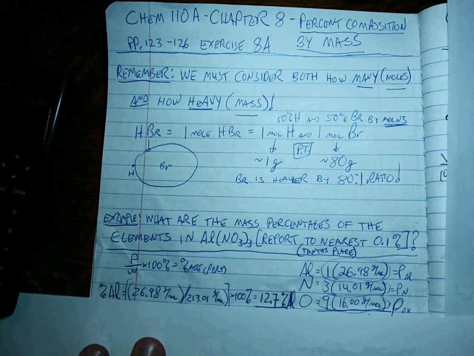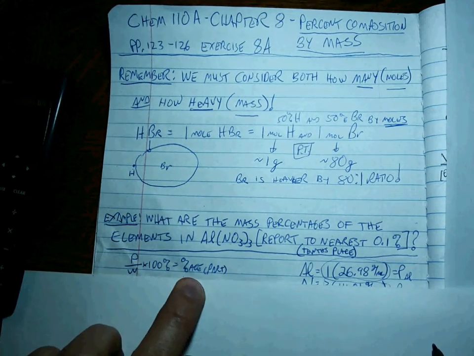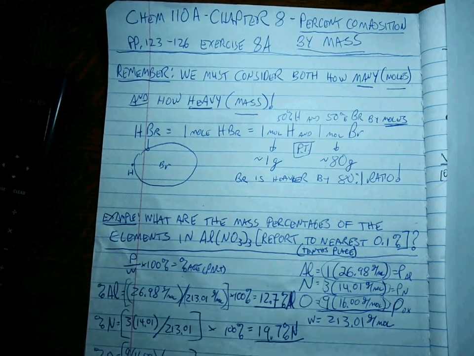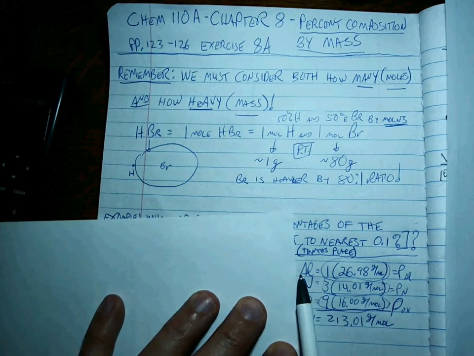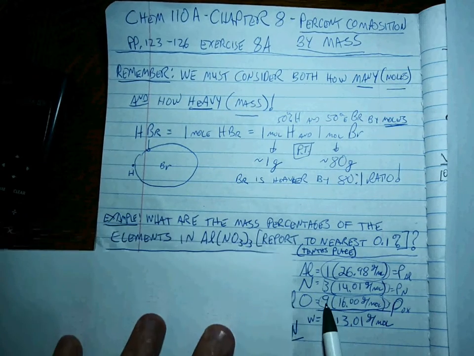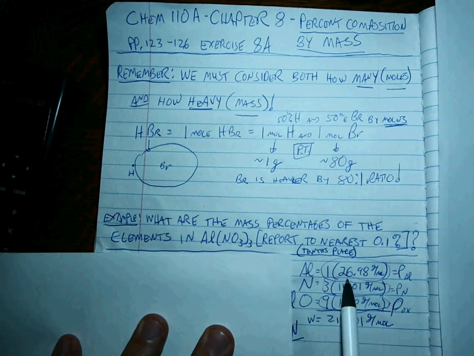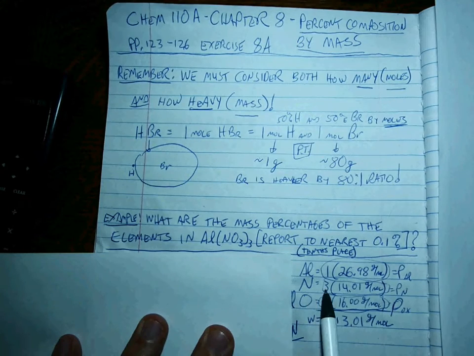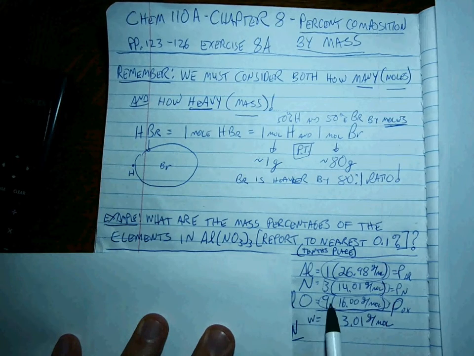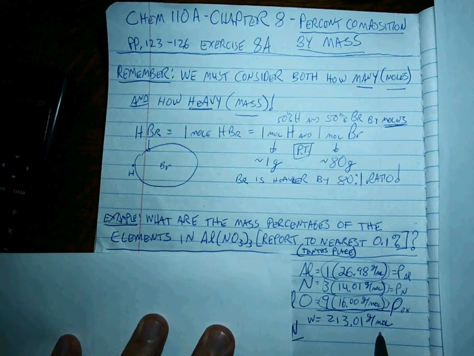Welcome back. Okay, so there's part over whole times 100% gives us the percentage of the part. So this is how we would calculate the whole. You know how to do that. 1 aluminum, 3 nitrogens, and 9 oxygens are in aluminum nitrate. 1 aluminum weighs 26.98 grams per mole. 3 nitrogens, each is 14.01 grams per mole. These are off the periodic table. And 9 oxygens, as you remember, is 16 grams per mole. You add all of that up, and 213.01 grams per mole is the whole.